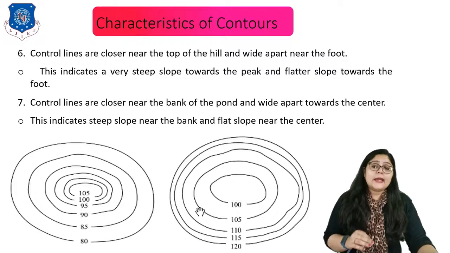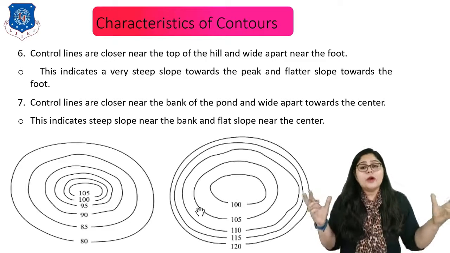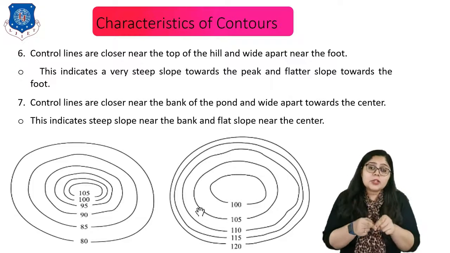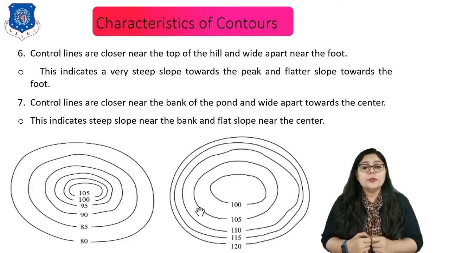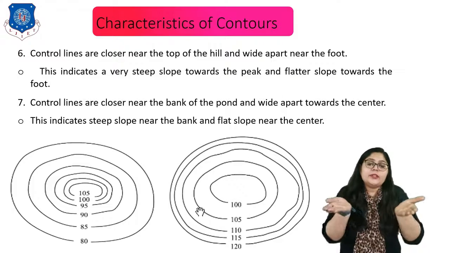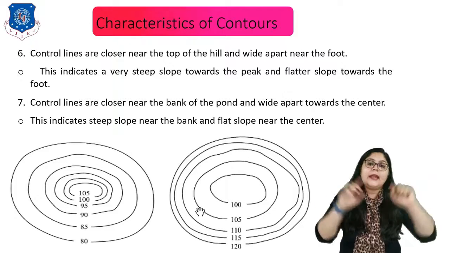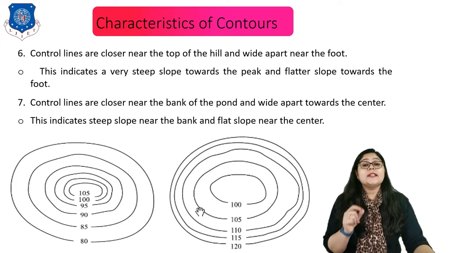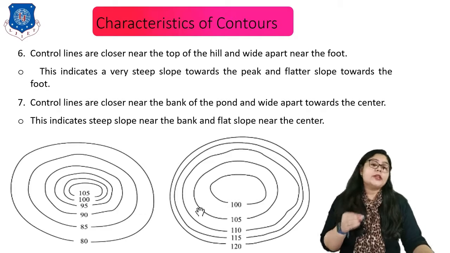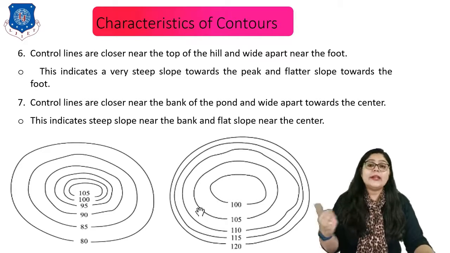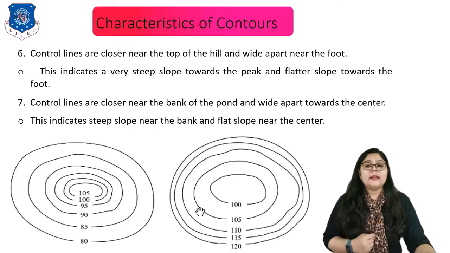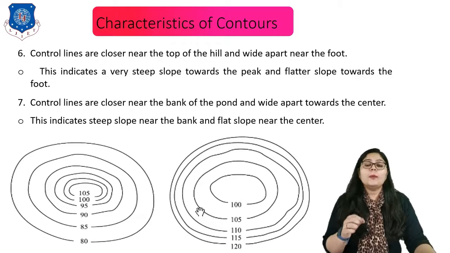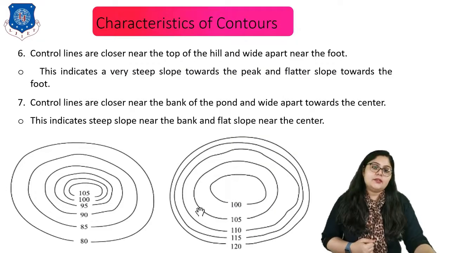In the same way, contour lines are closer near the bank of the pond and wide apart towards the center, right? So this indicates a steeper slope near the bank and a flat slope near the center. It means a flat slope near the center and a steeper slope at the end for valleys. Here again you can see a value of 100 in the center, which is quite lower than the outer side value, which clearly shows that it is a contour map for a valley area, right? So these are the characteristics of contours for knowing the slope of hilly and valley area conditions, right?